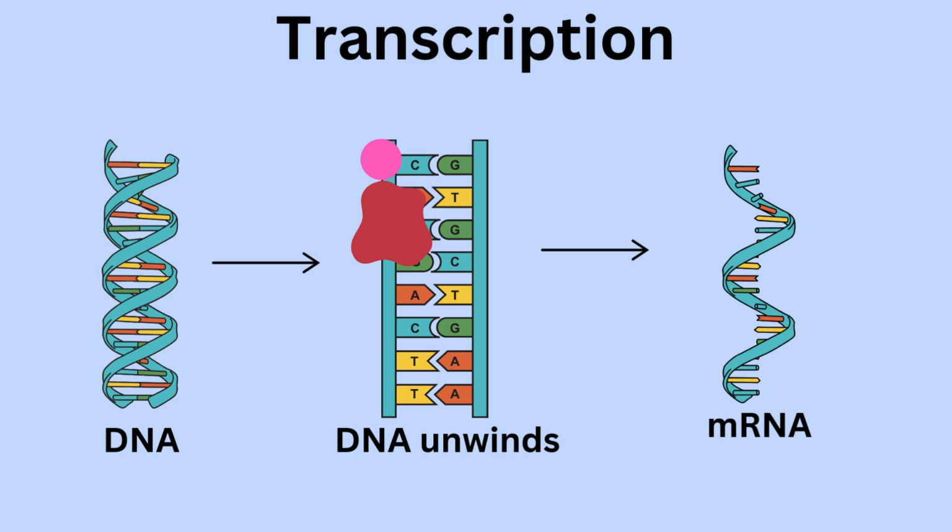Now, once this is done, the mRNA detaches itself from the DNA, and the DNA goes back to its normal shape, that's the double helix shape. And then the mRNA goes through modifications before it leaves the nucleus to enter the ribosome.